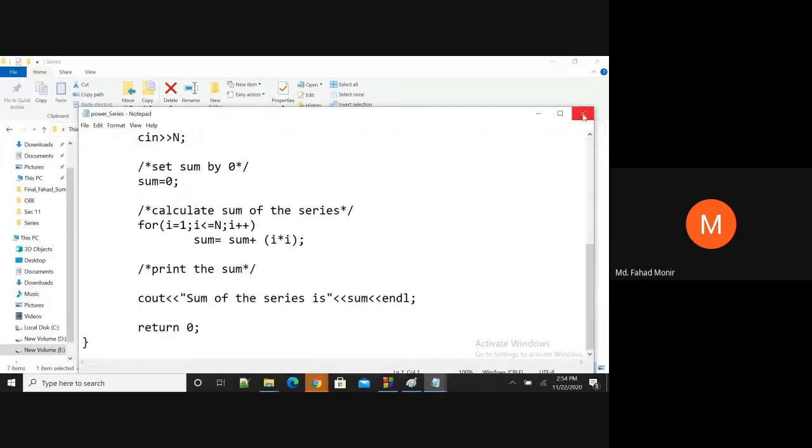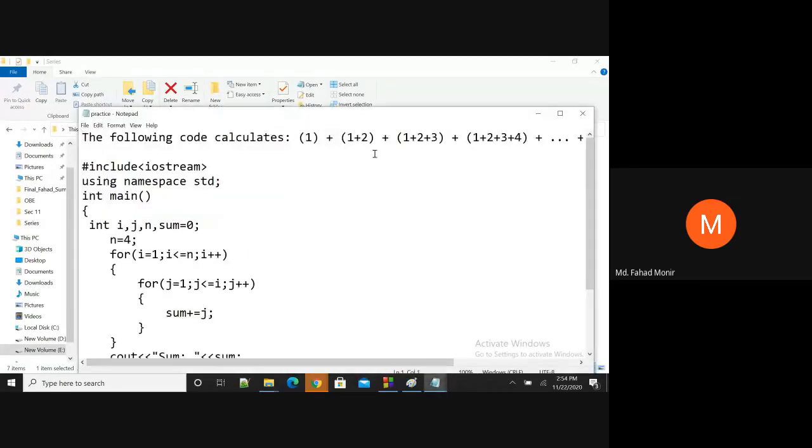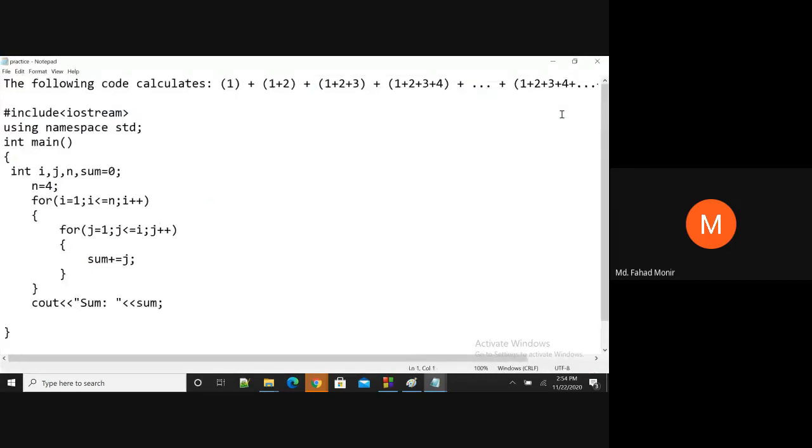Power series, we have done the power series, and here we have some practice problem. Here you see the practice problem folder, just after practice there. So 1, 1 plus 2, 1 plus 2 plus 3, 1 plus 2 plus 3 plus 4. এগুলো আমরা কিভাবে করব? So we can do it by using the nested for loop, right? প্রত্যেকটা nested for loop আমাদের কি হচ্ছে দেখেন.